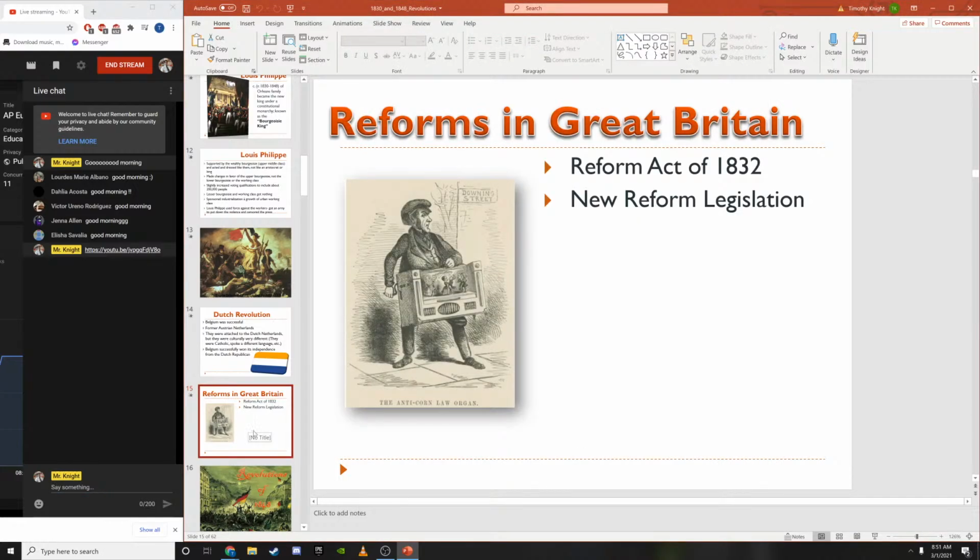There will be other reform acts as well as we continue to move forward in history. But the Reform Act of 1832 was an important one among several steps along the way of reforms that were made in Britain to try to smooth out the grievances, anger and hostility of the working classes, who were living really miserable lives at that time.